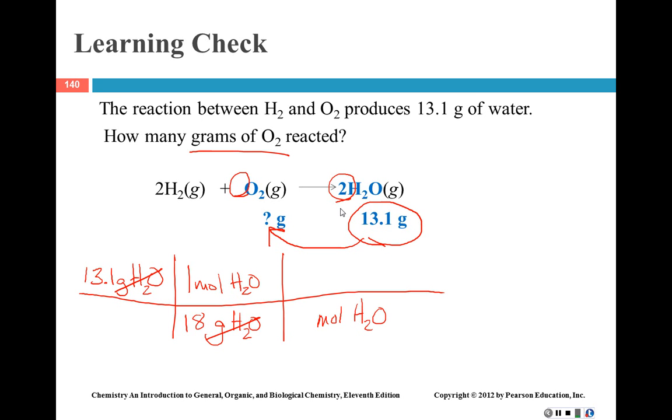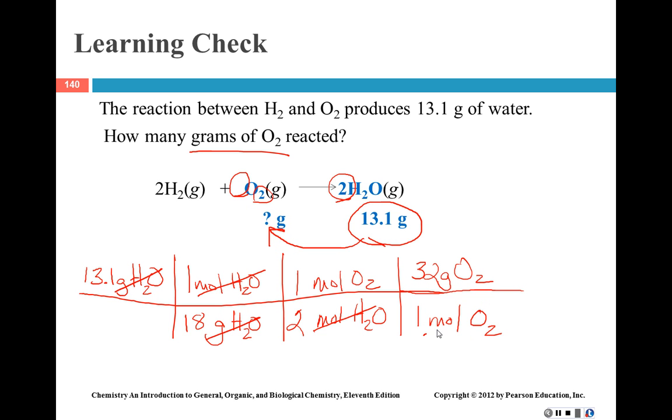And so 2 moles of water will react with 1 mole of oxygen according to my equation up there, which allows me to cancel moles of water. And then in order to get to grams of oxygen, I need to know how many grams there are in 1 mole of oxygen. And remember, it's a molecule, so that's going to be 32 grams of oxygen. And so that will cancel moles. And I know I'm right because my units are correct.